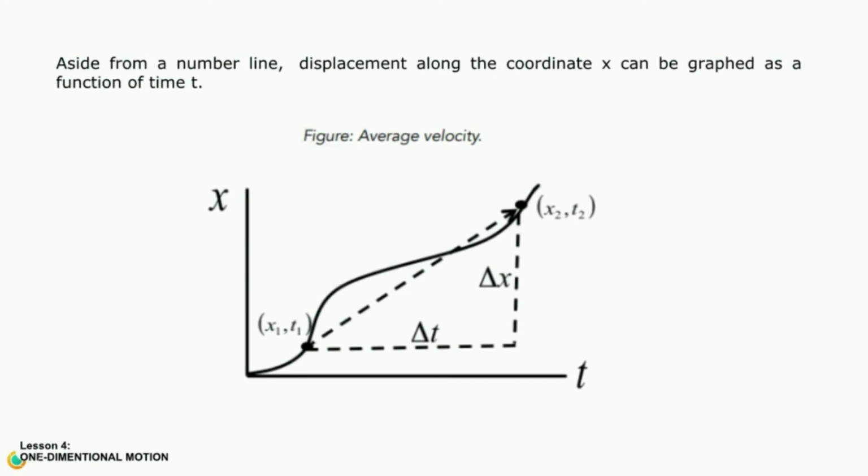Aside from a number line, displacement along the coordinate x can be graphed as a function of time t. The average velocity from a coordinate x1 to x2 is taken as if the motion is along a straight line between said positions at the given time duration. Hence, the average velocity is geometrically the slope between these positions.